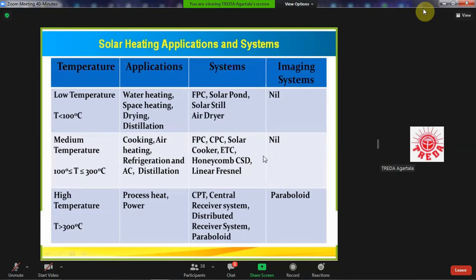Now some commercial displacement plant is in the market.